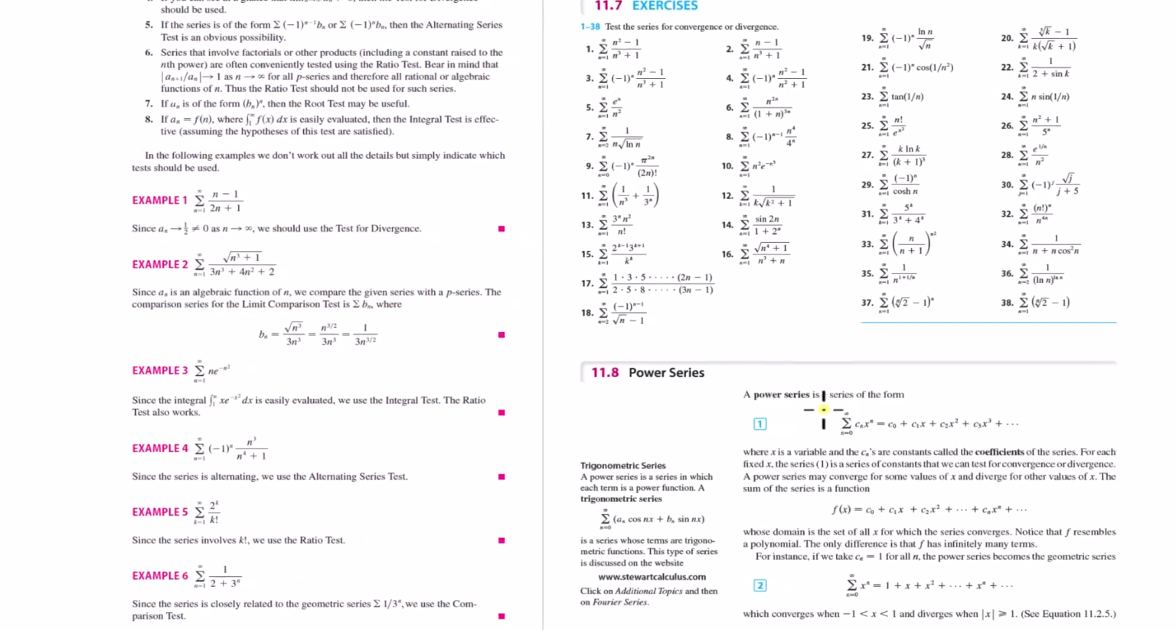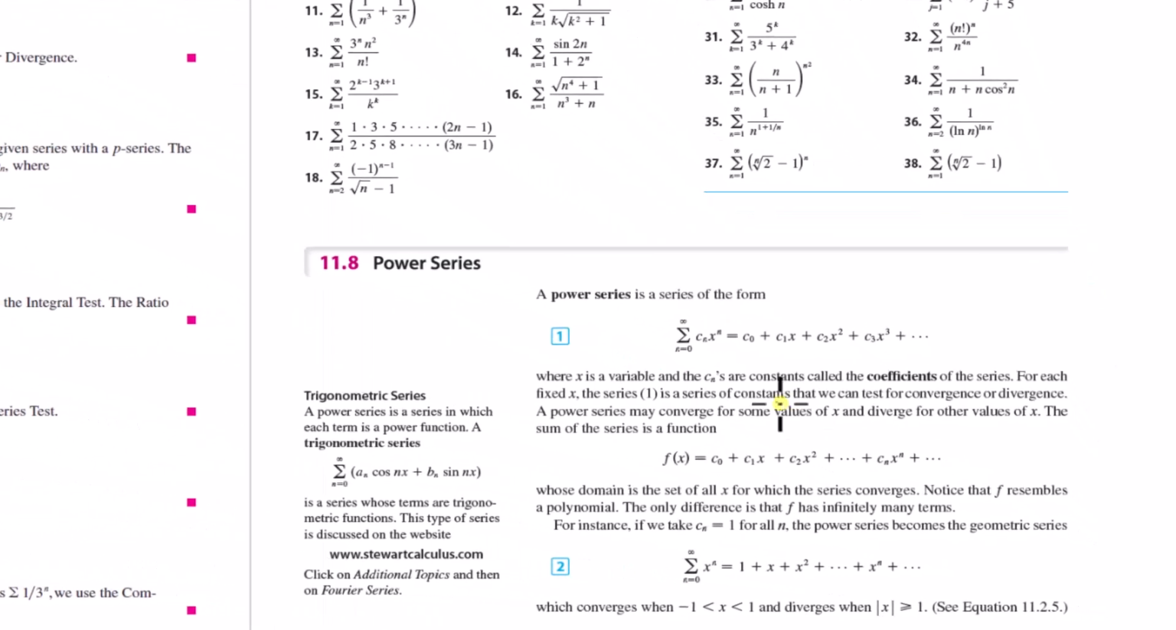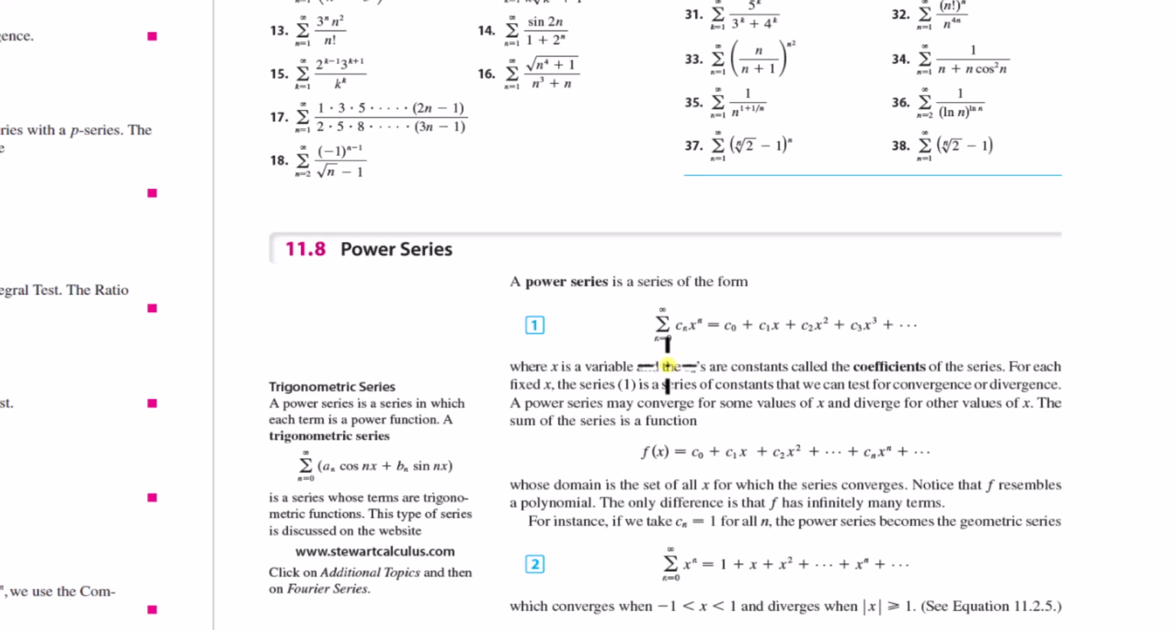A power series is a series of the form: it's an infinite series, going from n equals 0 to infinity, and the argument is c sub n times x to the n power, where x is a variable and the c sub n's are constants called the coefficients of the series.